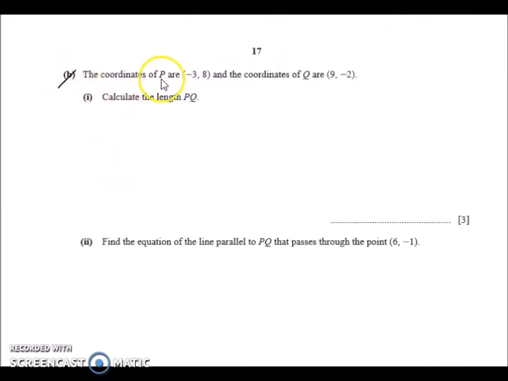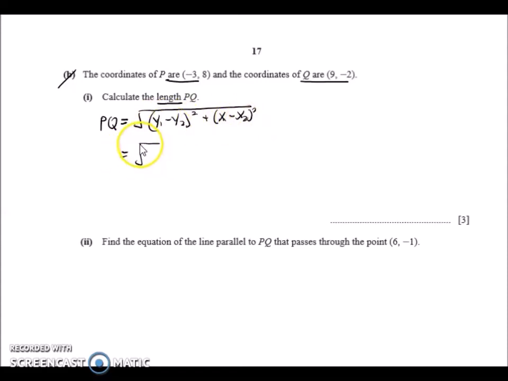For question B1, these are the coordinates, P and Q, and we need the length PQ. To find the length, we can use this formula with y1 minus y2 squared plus x1 minus x2 squared, or we can actually change this order. It's the same. Let us try with the x first. We make it 9 minus negative 3, put the bracket there, and square it. Now we do the y: negative 2 minus negative 8, and square again. Okay, we see how much we are getting here.